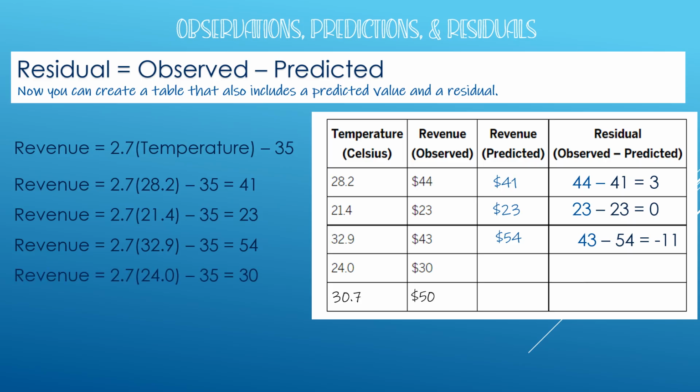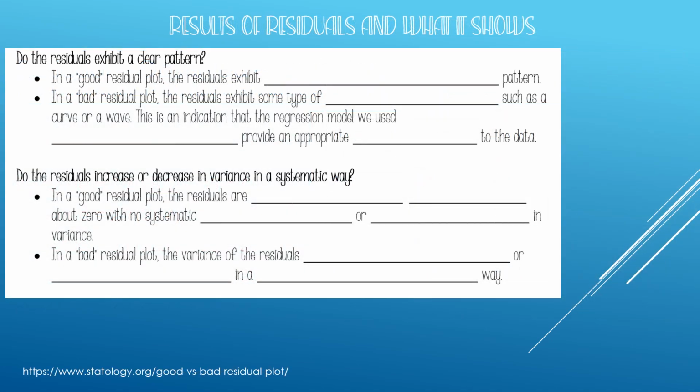Put in the 24.0, we get $30, which once again is just like the observed value, so the residual would be 0, and we did this on the last slide. Residual plots help us to determine if a linear regression line is a good fit for a data set. These are things we need to look for.